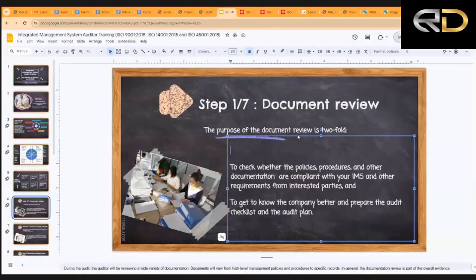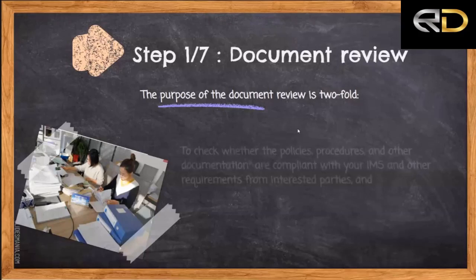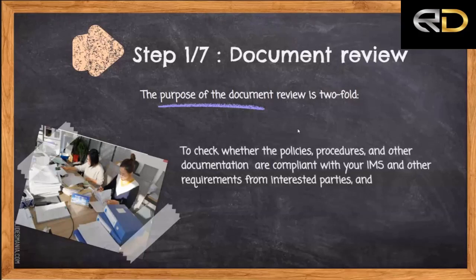And also, you need to determine what exactly are the type of threats and opportunities in an organization. For documented information review, you are looking for the footprints, you are looking for evidence, you are looking for objective evidence to check whether the set of procedures, policies and procedures, are actually compliant with IMS and the requirements from other interested parties. You are basically looking for evidence of the Annex SL clause requirements being done.